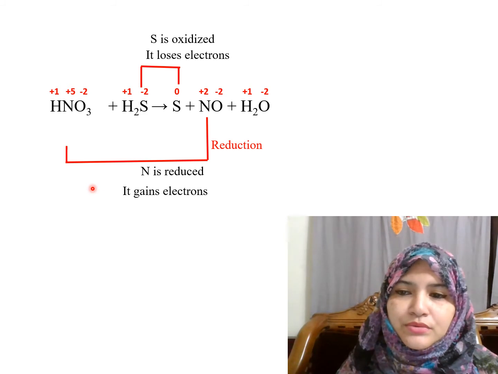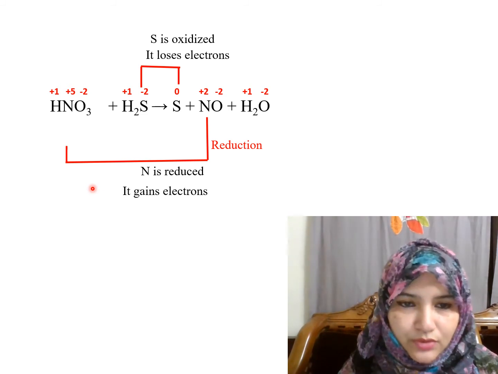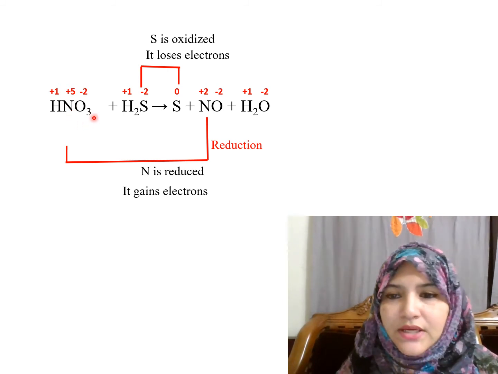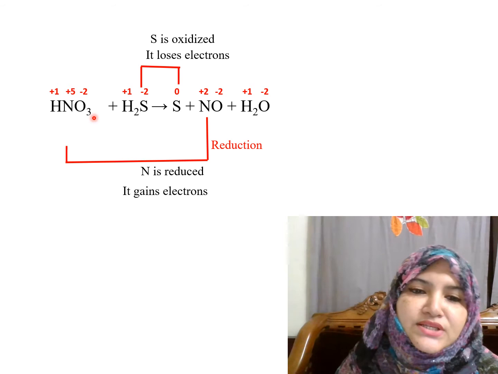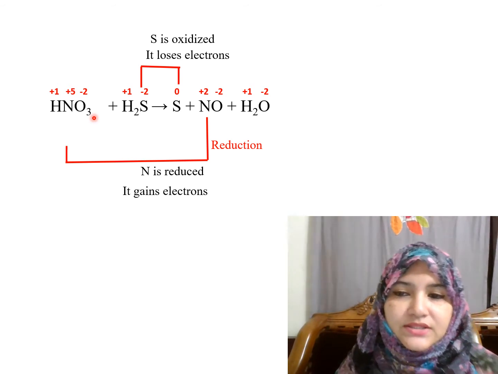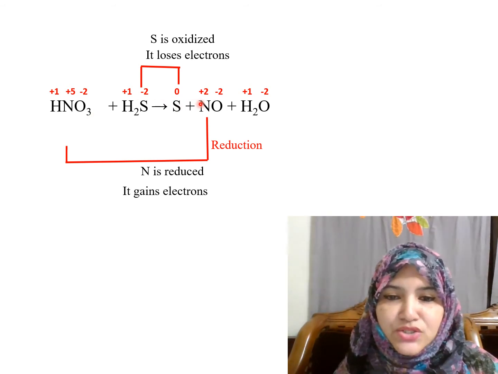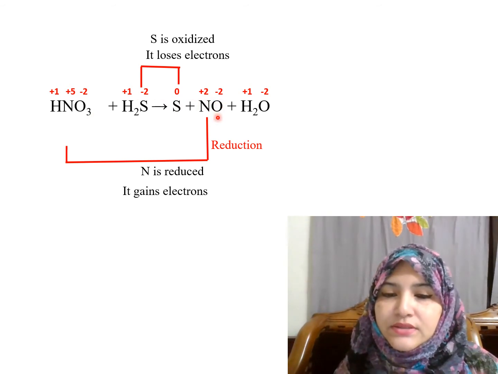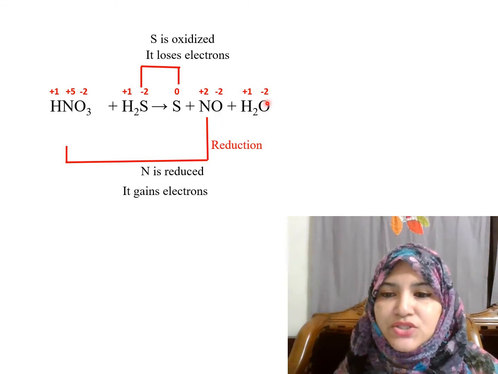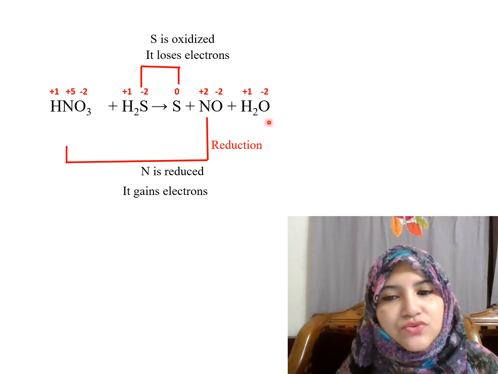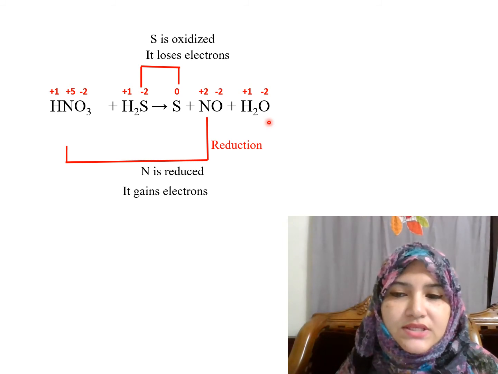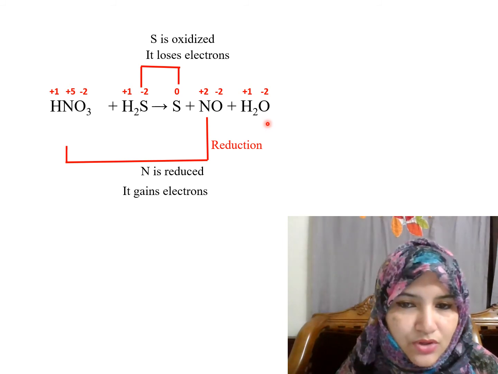Now we have oxygen. Hydrogen and nitrogen are done. Oxygen is -2, and on the right side it's -2 as well, in nitric oxide, one of the products, and also in water. So nothing changes with oxygen again, and we don't have to worry about oxygen.